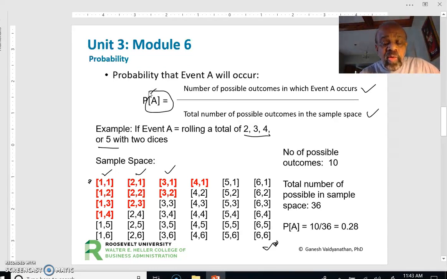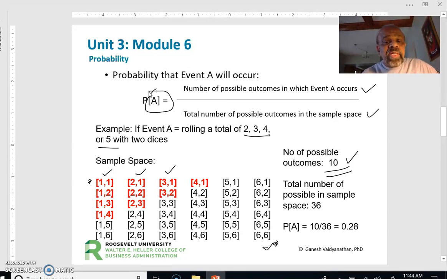The total number of possible outcomes for the event is 10. How is that? We can count. So you want 2 or 3 or a 4 or a 5. If we roll 1 and 1, that becomes 2. If we roll 2 and 1, that becomes 3. If you roll 3 and a 1, that becomes 4. If you roll 4 and a 1, that becomes 5. Similarly, 1 and 2 will become 3. And similarly, 1 and 4 will become 5. So basically, the outcomes are 1, 2, 3, 4, 5, 6, 7, 8, 9, 10. 10 of those red combinations. So that's why your possible outcome is 10.